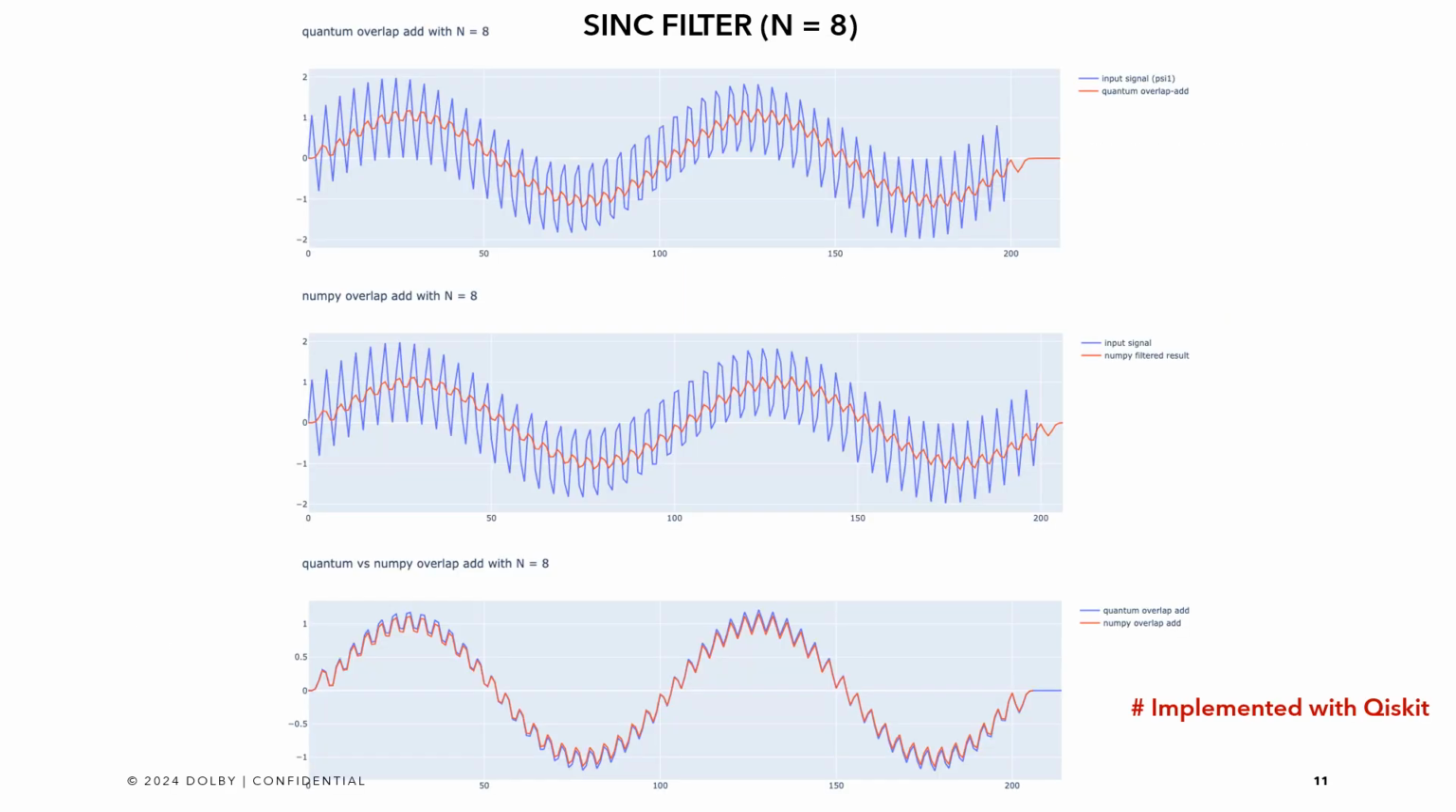Here we show the output for our simulations for a large signal. This was implemented in Cascade, and we show how quantum overlap add performs against a regular classical overlap add which we did in NumPy. The filter length, which was the sinc filter, was n equals 8 in this case, and we have a fairly faithful reconstruction.